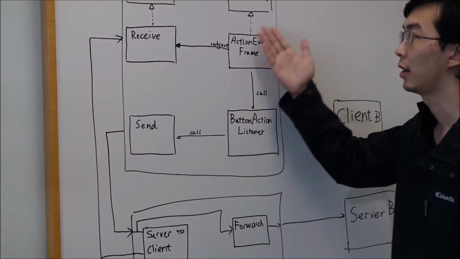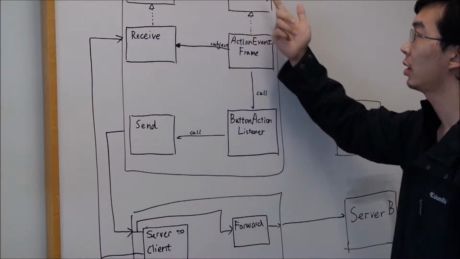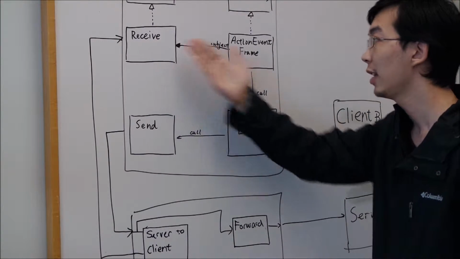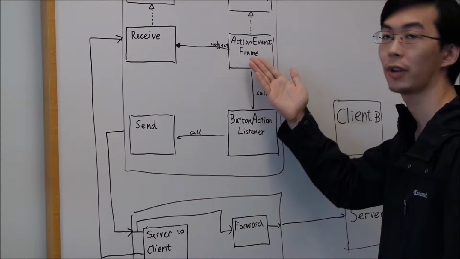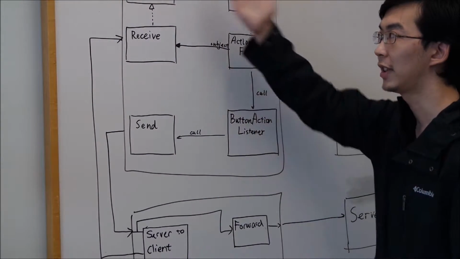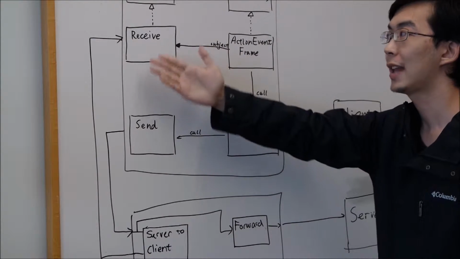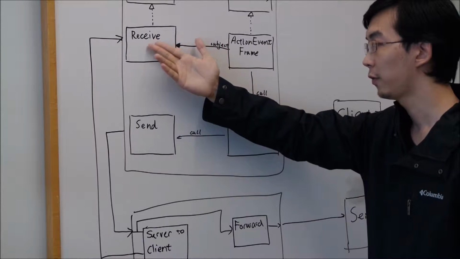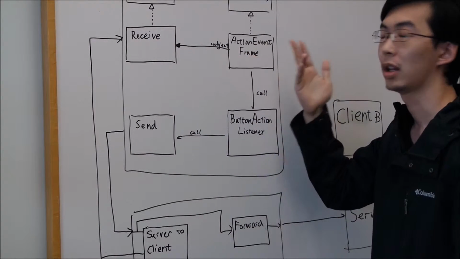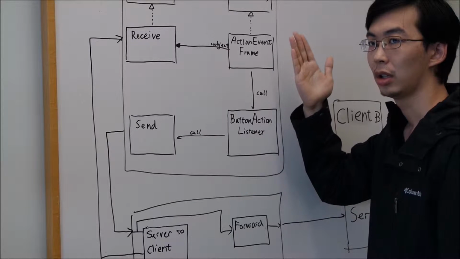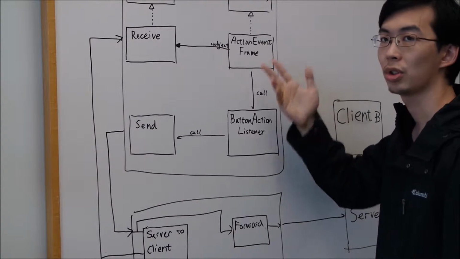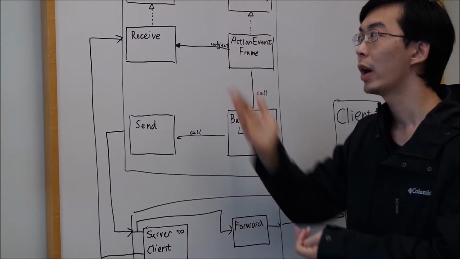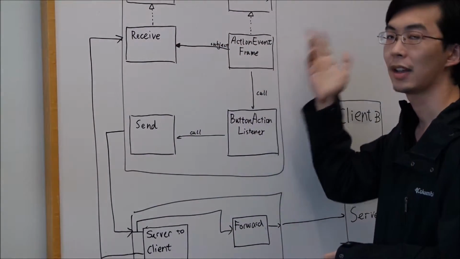We have 6 classes here: abstract subject, abstract observer, and concrete subject, which means the receive class, and concrete subject, which means the action event frame. These 4 classes form the observer pattern, so when you get a message from the server, you can just forward it to the frame, and the frame will let the graphic user interface show that on the window. We have a button, a text field, and a label there. When you receive that, you can show it on the label.